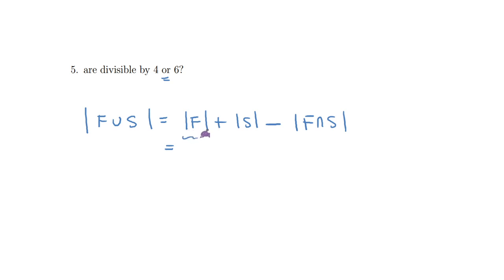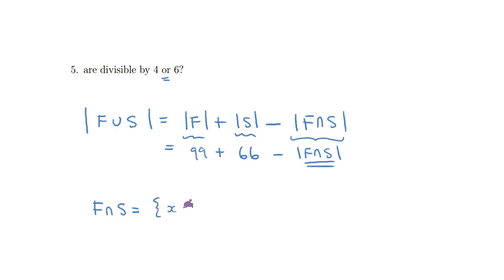Now I know these two, we just figured those out, right? The size of F was 99, the size of S was 66, but I still have to figure out this intersection. So let's explore that a little bit. F intersect S would be the set of things in your universe that are divisible by 4 and 6, right? So X is divisible by 4 and also 6. You could write that two different ways. First, let me write it like this: X is in F and X is in S.